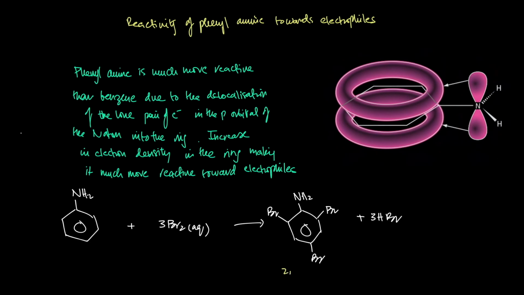This is called 2,4,6-tribromophenylamine, and this is also a white precipitate. So the observation over here is that you will decolorize aqueous bromine and a white precipitate will be seen. So it's the same. The test for phenols and phenylamine is identical: decolorization of aqueous bromine and a white precipitate being produced.